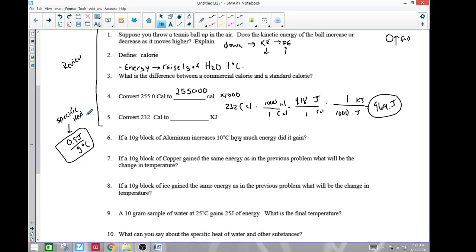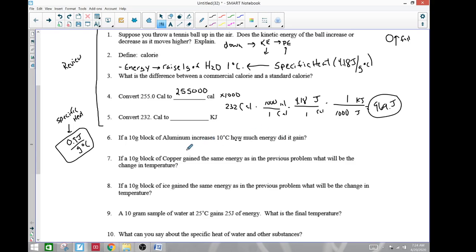Now, on this one, you might note that it's awfully similar to this one. This also is considered the specific heat of water. All right, this is 4.18 joules per gram per degree Celsius. Okay, so a 10 gram block of aluminum increases 10 degrees Celsius. How much energy does it gain?